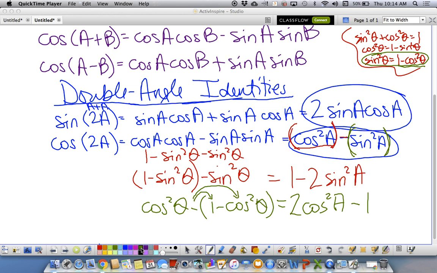You have 3 formulas. I'm going to make my eraser small. It's not happy with me today for some reason.